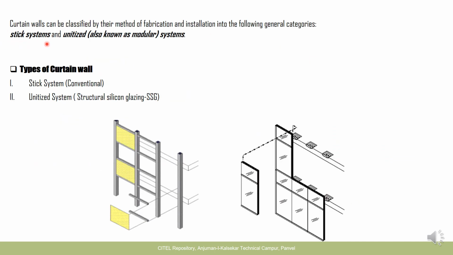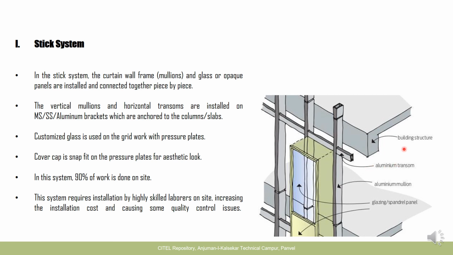The curtain wall is of two types: the stick system and the unit system. This image shows the stick system of curtain walls. This is the building facade, and then there is a vertical member and a horizontal member made in aluminium. The vertical member is called the mullion, the horizontal member is called the transom, and the glass panel or glazing is fixed in between in this framework. Everything is assembled on site. 90% of the work is done on site. So this is the stick system.